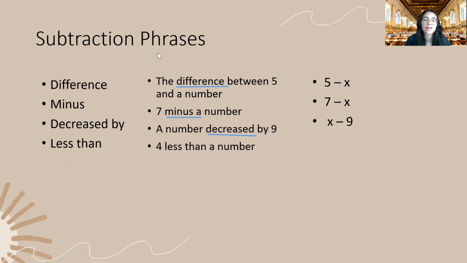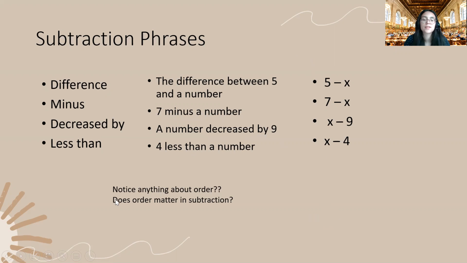Going on to our last bullet point, we have 4 less than a number. So we're saying 4 is going to be subtracted from a number, okay? So how do we write that? That would be x minus 4, okay? Alrighty, so let's go ahead and move on to our next.